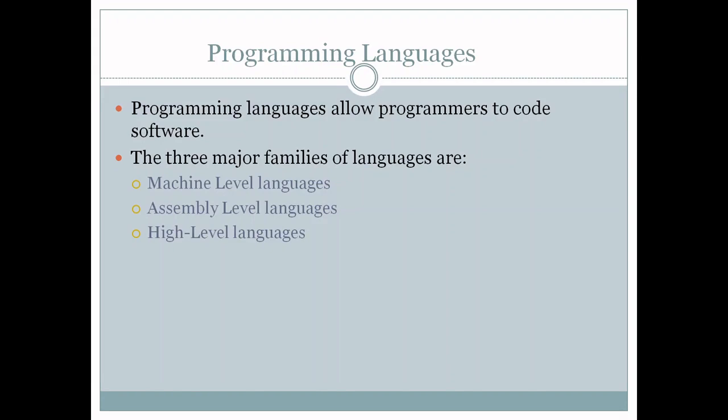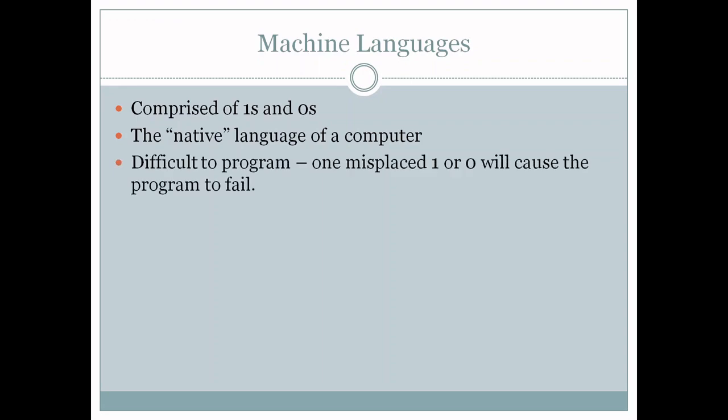So machine level language is comprised of ones and zeros. That simply means the instructions need to be written in combinations of ones and zeros. It is the native language of a computer. That simply means a computer understands machine level language. So a computer understands only ones and zeros.